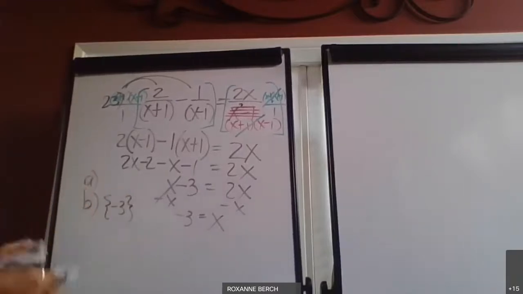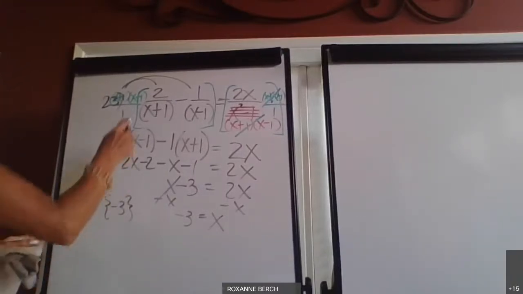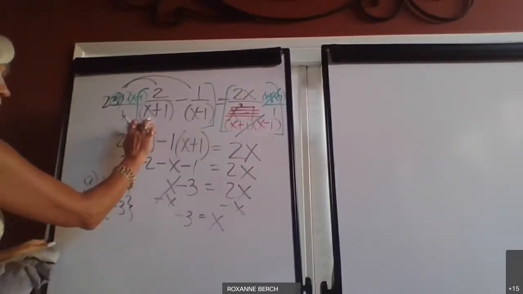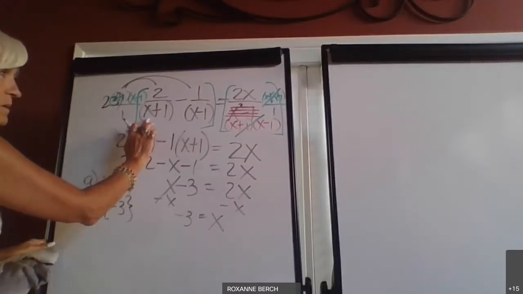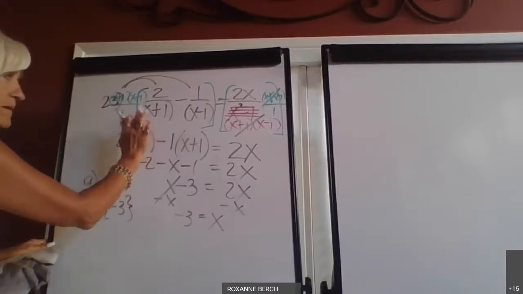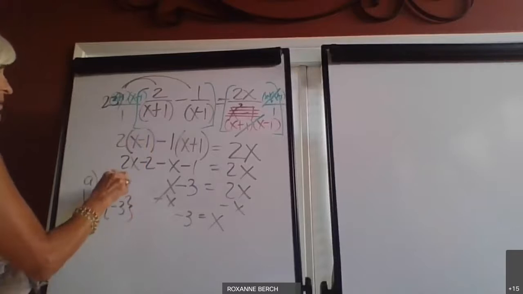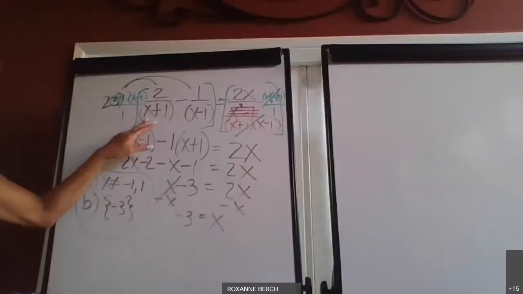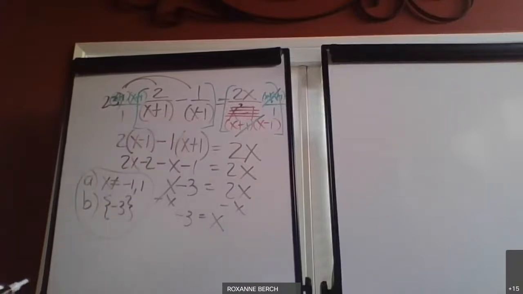And the A part is the excluded values. So what can x not be? X cannot be what? Negative 1 and 1. What makes this 0? X cannot be what? Negative 1 or 1. Right. Because negative 1 makes this 0 and positive 1 makes that 0. You cannot have a 0 in the denominator.